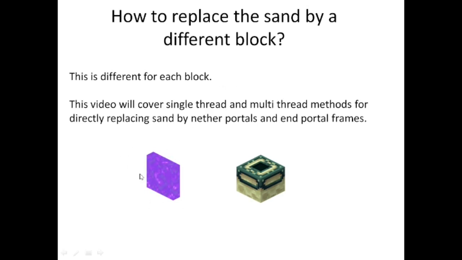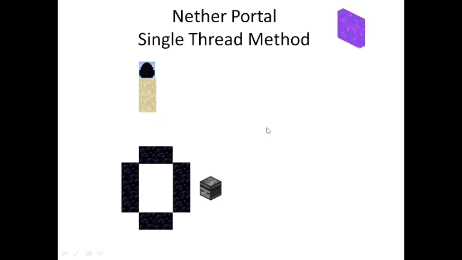I will show one method which only requires a single thread, where we just use instant ticks to replace a sand by a nether portal, and then I will show a simpler but more unreliable multi-threaded method. So first the single-threaded method. If we want a sand block to be directly replaced by a nether portal, then we need to start lighting a portal. And when the first portal block gets placed, we observe this with an observer on instant ticks.